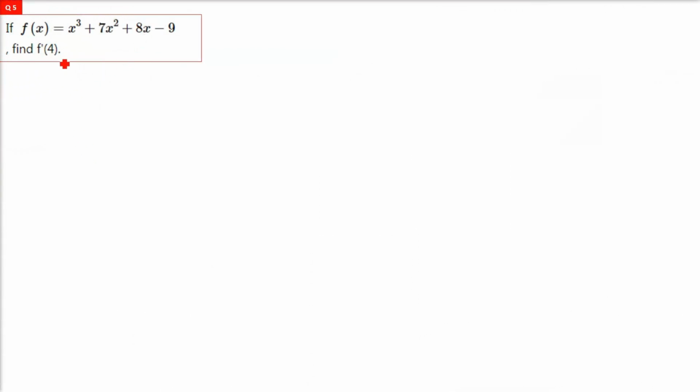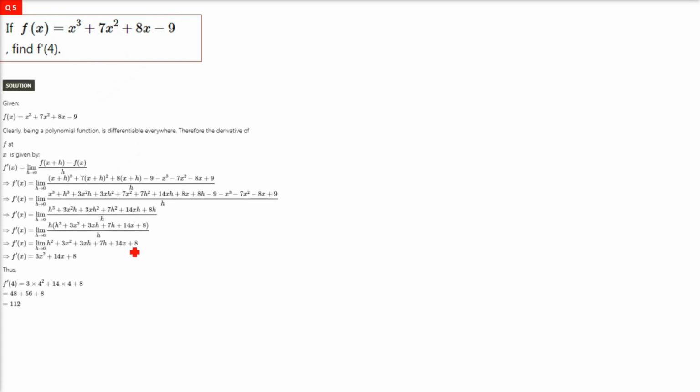Now this f x is the function, find f dash 4. We have already done it, the question just now. So I'll just give you the idea again: replace x by x plus h and subtract the original function, divide it by h, take limit h tends to 0, that is the whole concept of first principle. Take h common and then divide it, because division by h is there, cancel it out. Wherever h is there, just remove that term. Whatever is remaining is your differential. And finally put 4 in place of x. You get 112.